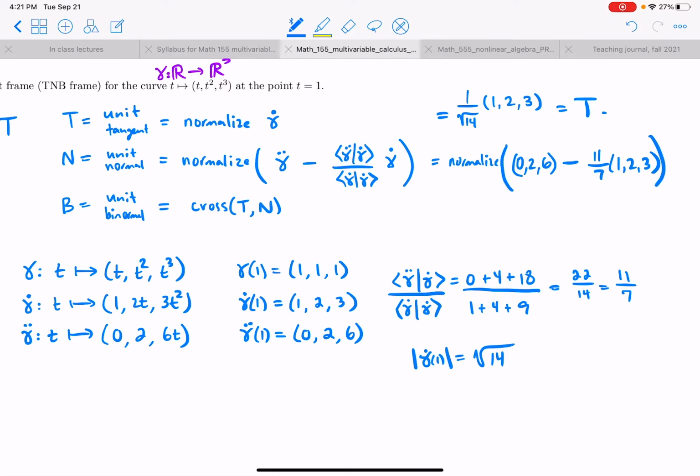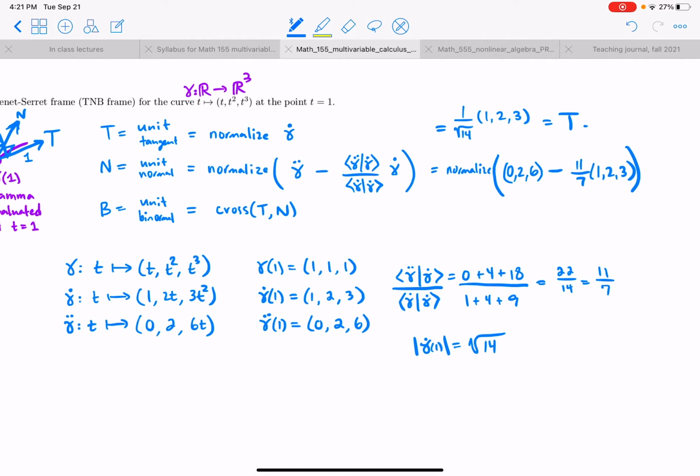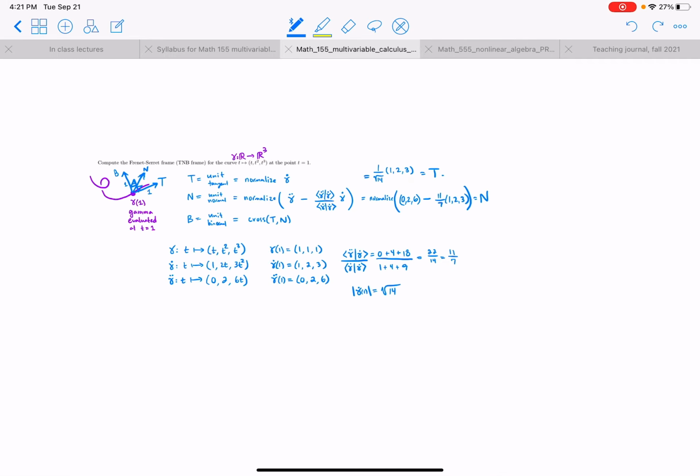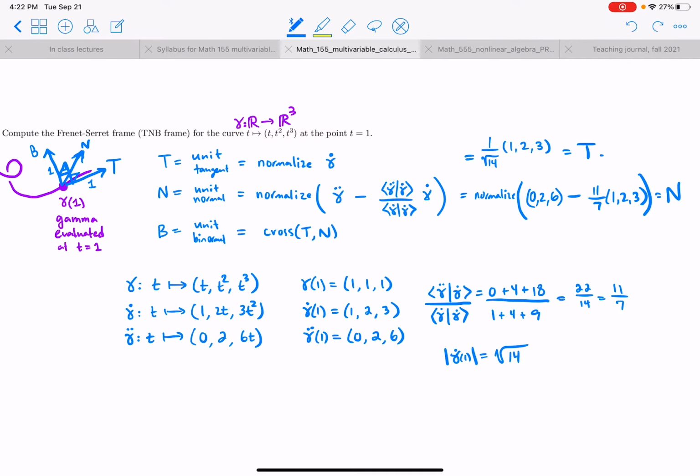And so now I'm basically done. I know the unit tangent. After I subtract these vectors, I divide by the length, and I've got the unit normal. And then finally, if I take their cross product, I get the unit binormal. So the rest of this problem is tedious calculation. So let's continue with tedious calculation. But now we know what's happening. The conceptual part of the problem is done.